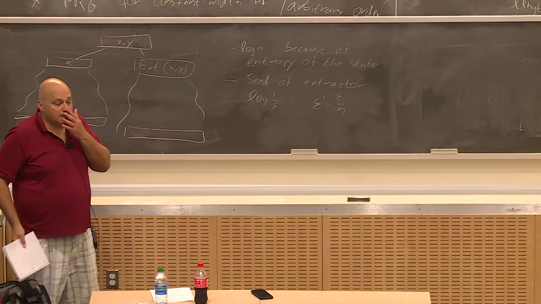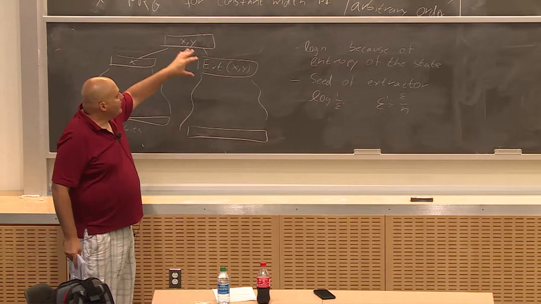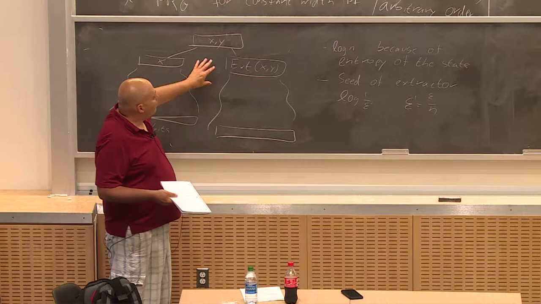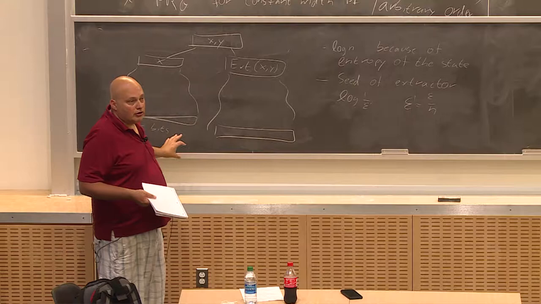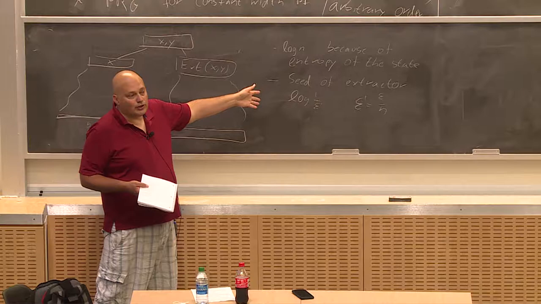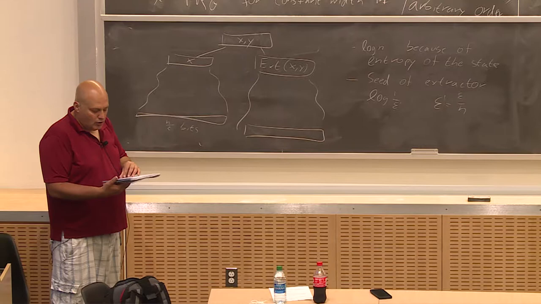So you want a generator that will be close up to epsilon. You're going to apply these extractors many, many times, about n times, and these errors that you're going to have will accumulate. Therefore, you need to work with a much smaller epsilon at each step, which is epsilon over n. And this means that this loss is also logarithmic in n. So for two different reasons, you're going to have losses which are logarithmic in n.